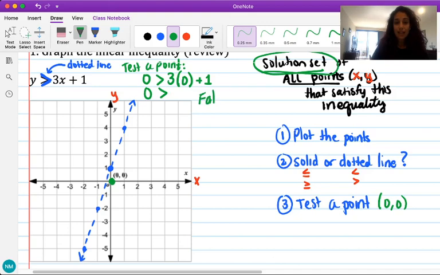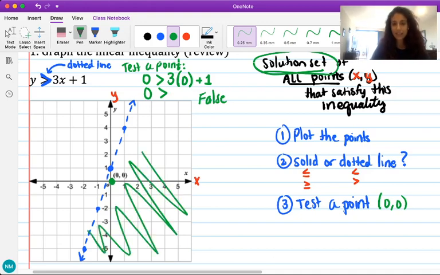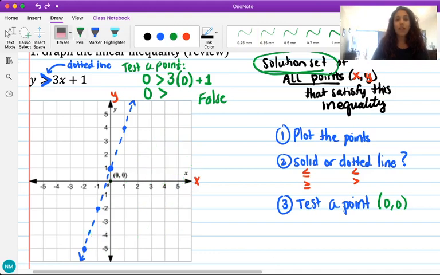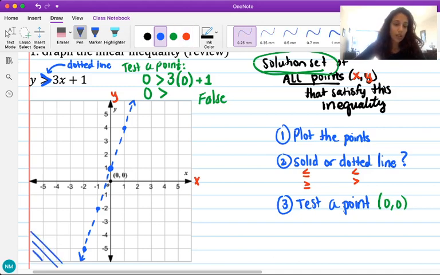So that means that this point, (0, 0), is not in my solution set. Meaning the rest of the points on this side are not in my solution set. So what does that mean is in my solution set? The other side of the graph. So I'm going to shade the other side of the graph.